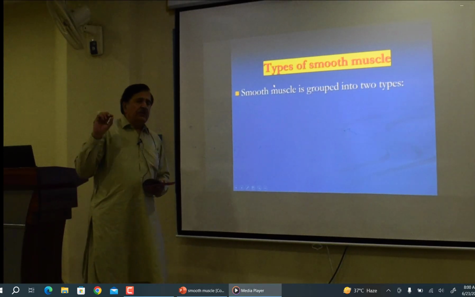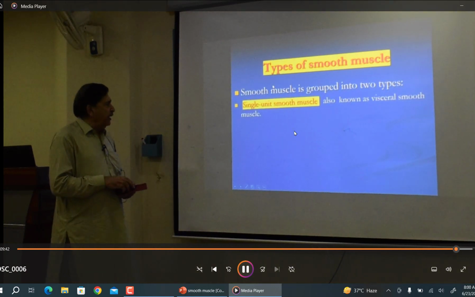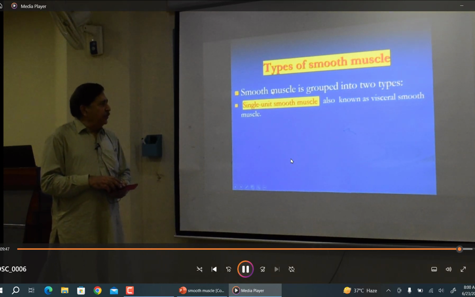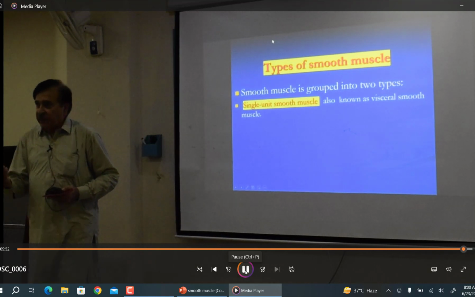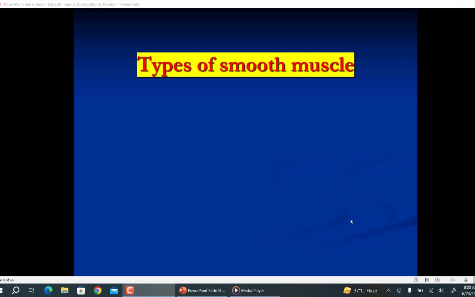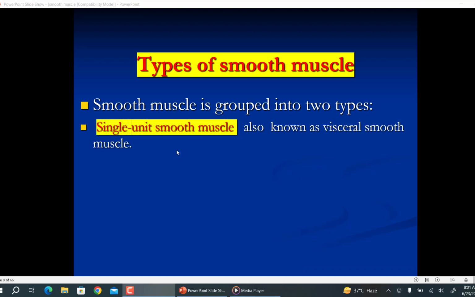Now we will discuss types of smooth muscle. So we have two types of smooth muscle. One is single unit smooth muscle, and the other is multi-unit smooth muscle. So, here you can see the types of smooth muscle. They are grouped into two types: single unit smooth muscle, also known as visceral smooth muscle, and multi-unit smooth muscle.